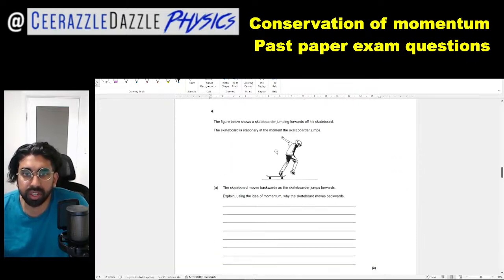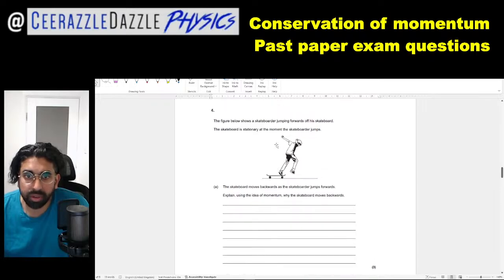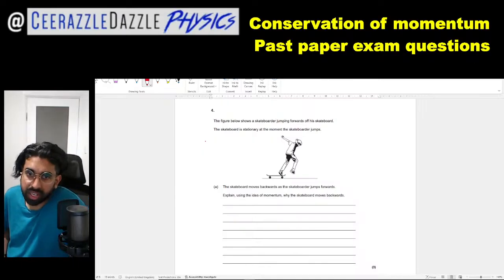Okay, next question. Figure 4. The figure below shows a skateboarder jumping off a skateboard. The skateboard is stationary at the moment the skateboarder jumps. The skateboard moves backwards when the skateboarder jumps forwards. Explain, using the idea of momentum, why the skateboard moves backwards.